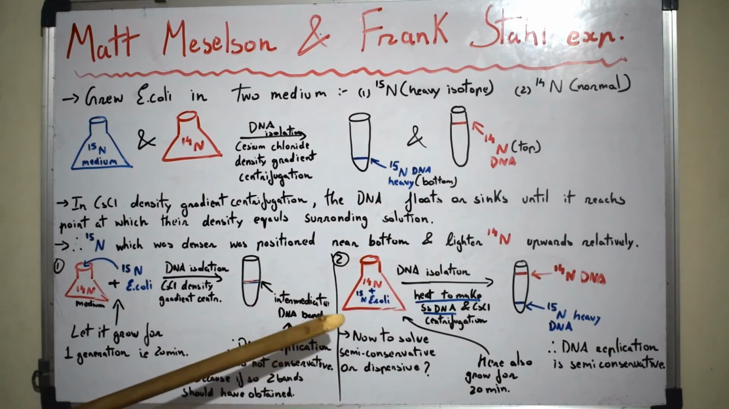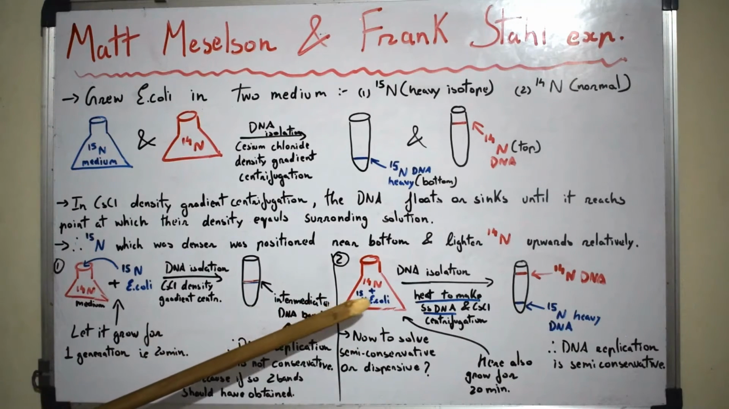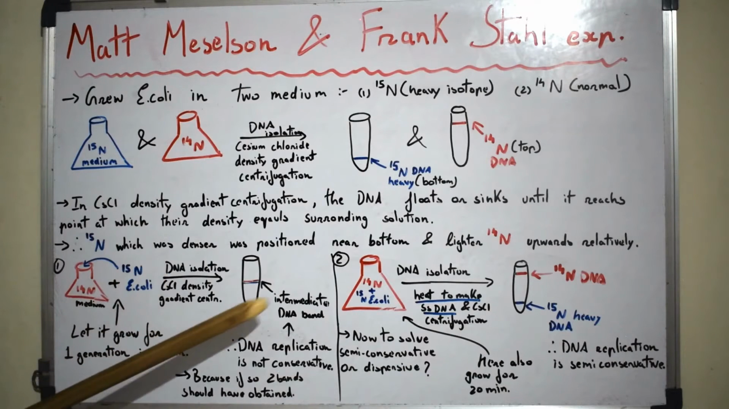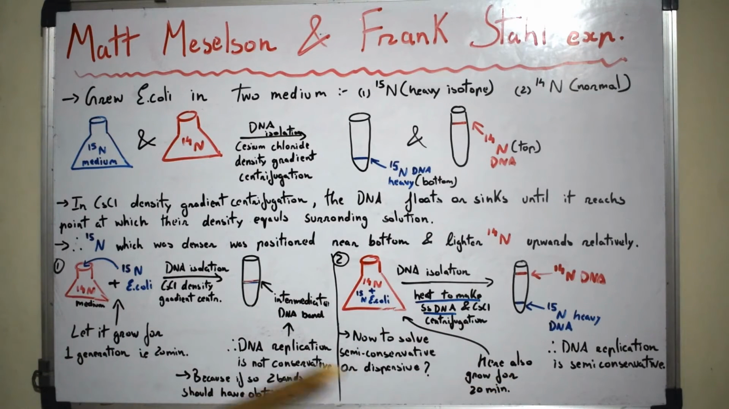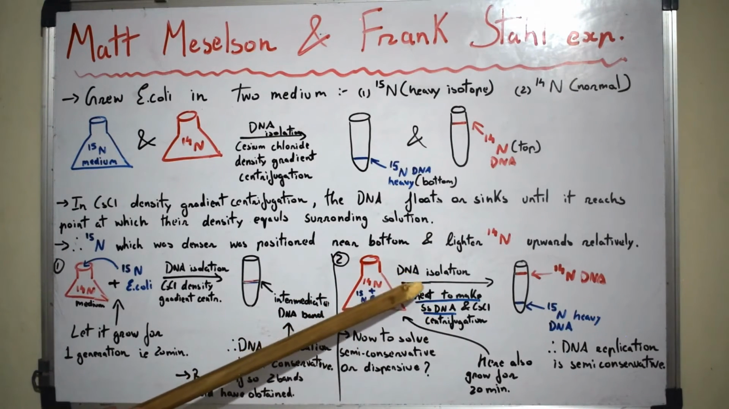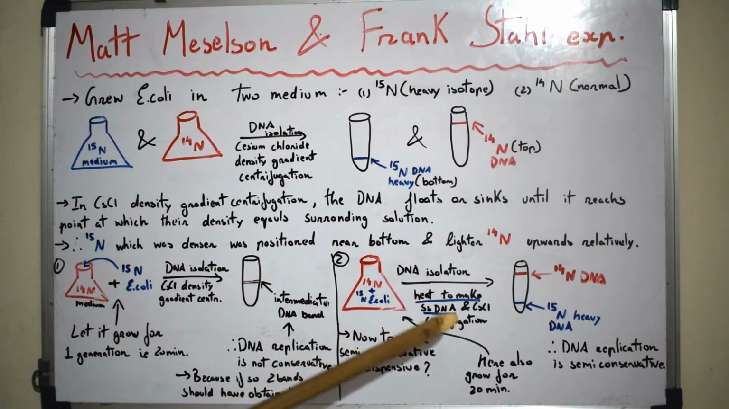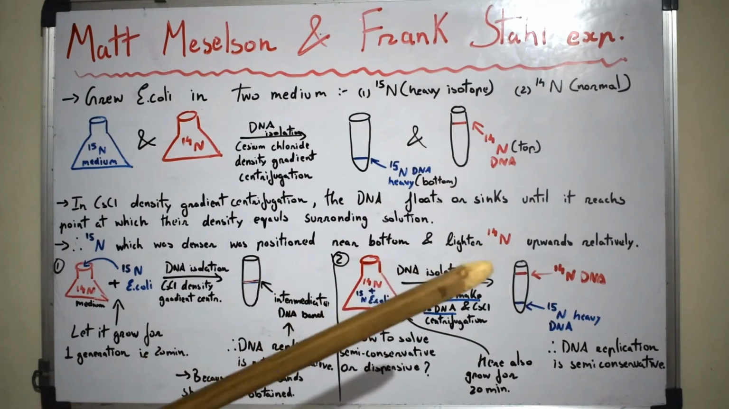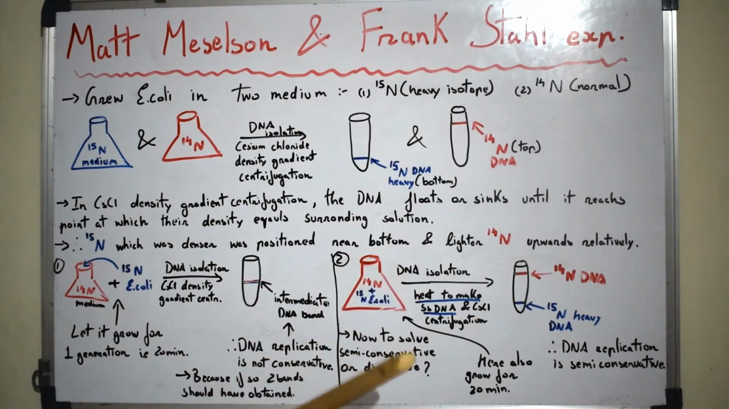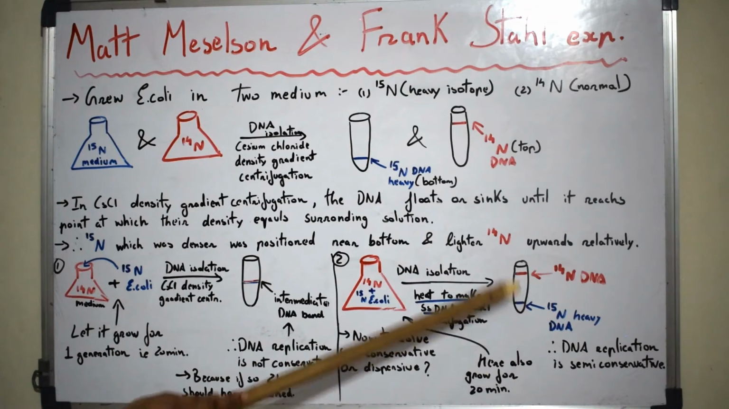So for this they did the second experiment. In this, again they took the 14N medium and inoculated it with 15N E. coli and grew it for 20 minutes, same as in the previous experiment. However, what was different in this experiment was that after the DNA isolation they heated the mixture of DNA to make the DNA single stranded. As we know, when we heat the DNA, the double stranded DNA is converted into single stranded by the breaking of hydrogen bonds due to the energy provided by heat, and then they performed the CsCl centrifugation.